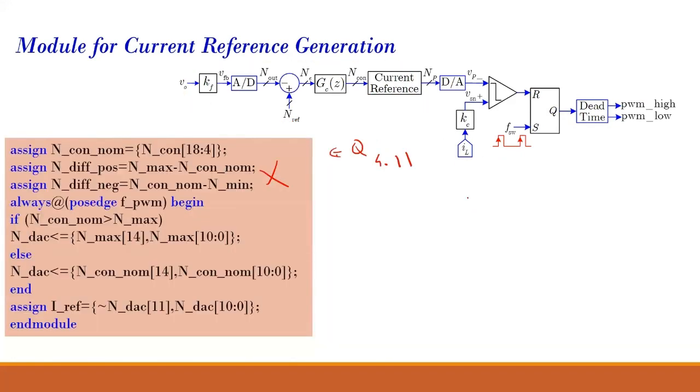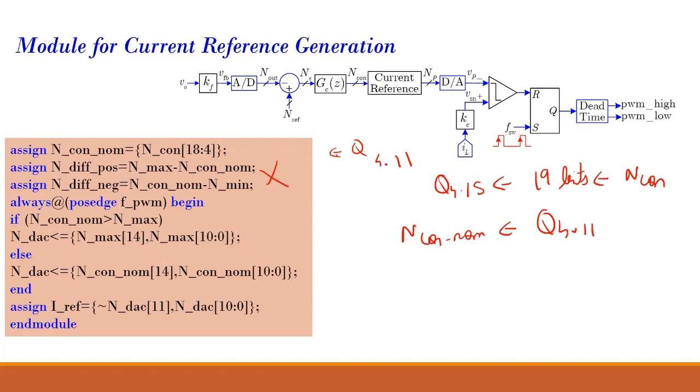My ncon is Q4.15. Q4.15 means it is 19 bits. So my ncon is 19 bits. What I do is I make it ncon nominal. Ncon nominal is what? I am taking only bits 18 to 4. So I am neglecting the last 3, 2, 1, and 0. So I'm making it Q4.11 instead of Q4.15. So the last 4 bits I am neglecting.